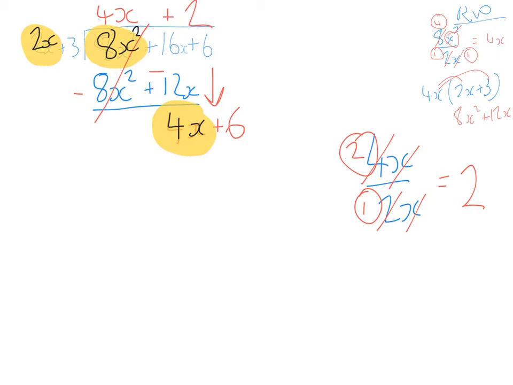And then what we have to do is multiply the 2 by 2x plus 3, just like we did earlier on when we multiplied the 4x by 2x plus 3. And then we multiplied the 2 by 2x plus 3.